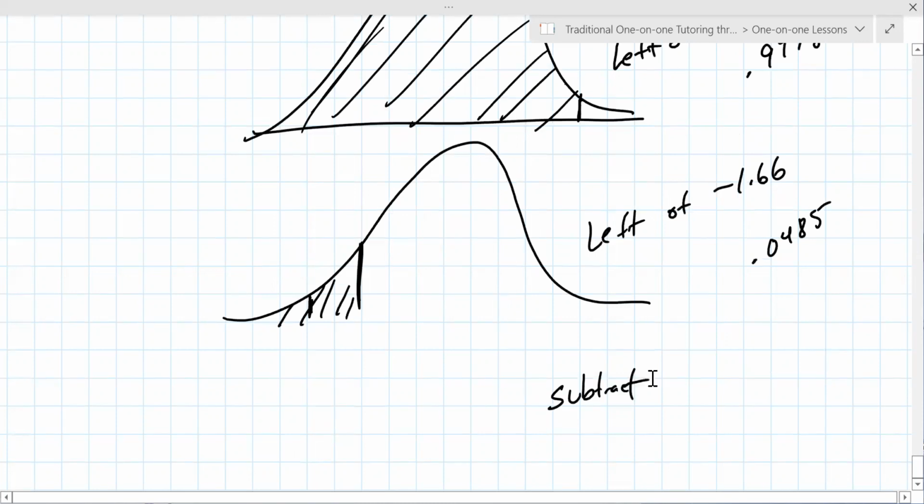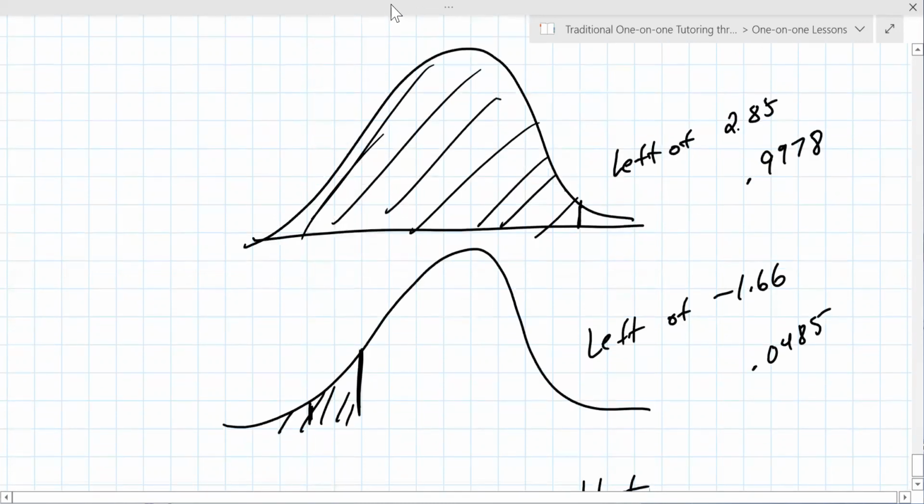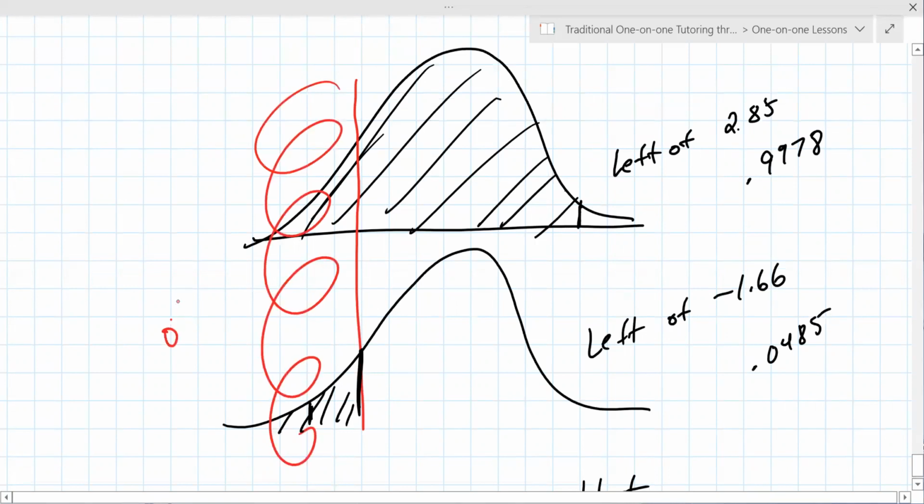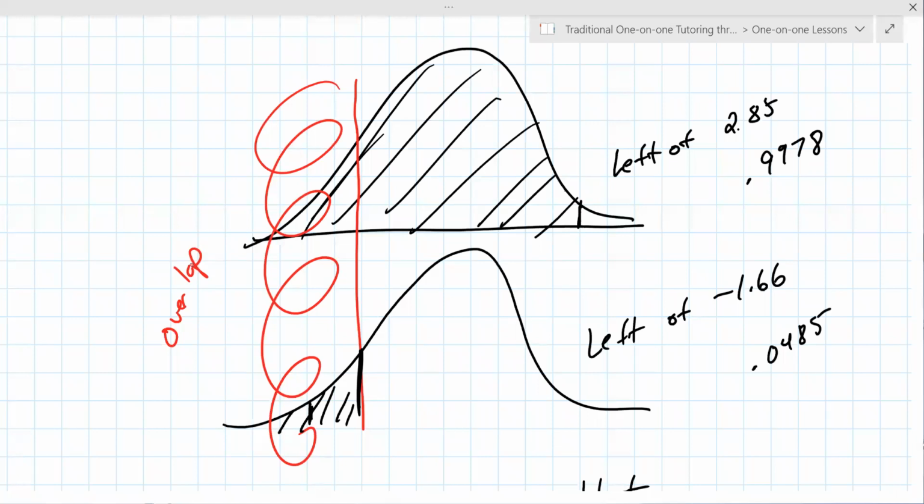The reason you subtract is because there's an overlap. So you're subtracting out this overlap in this area over here. This is all overlap. 0.9978 minus 0.0485. So I subtract that from that and it gets rid of that. So I have the middle value.